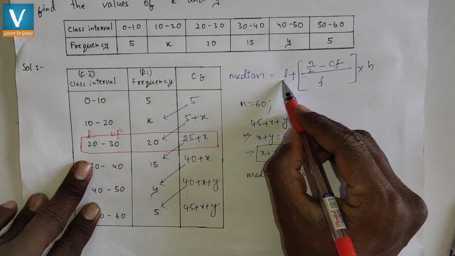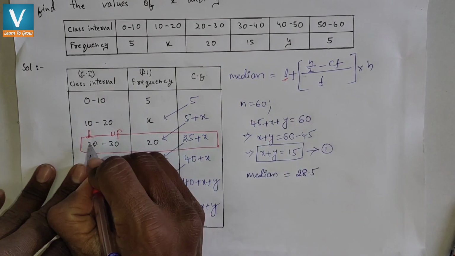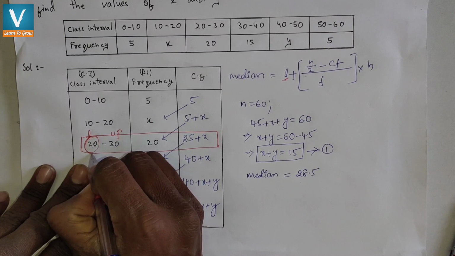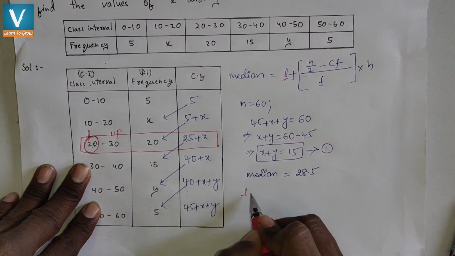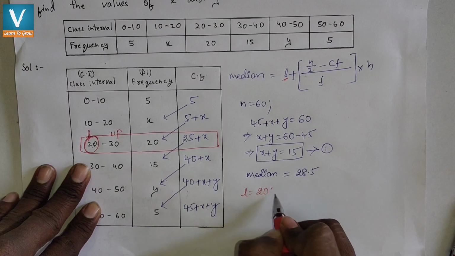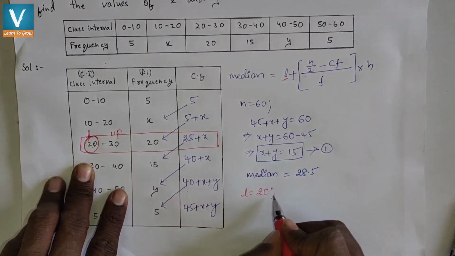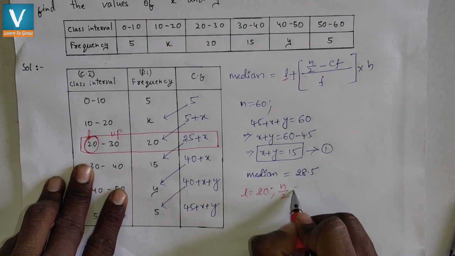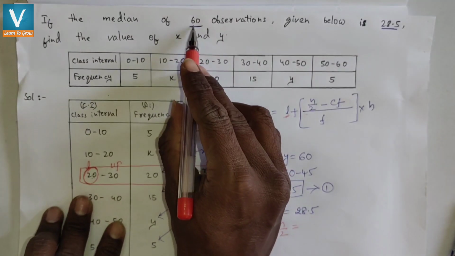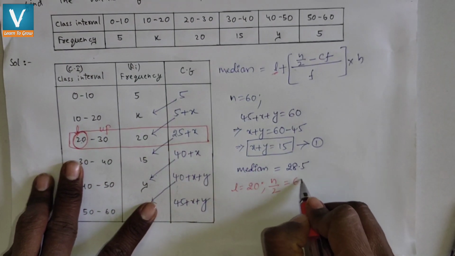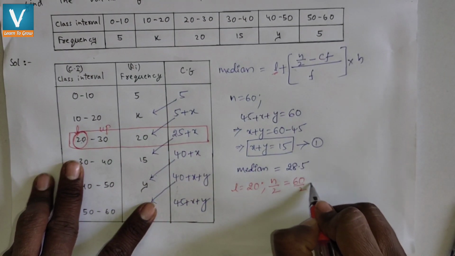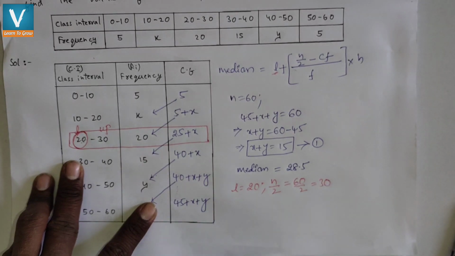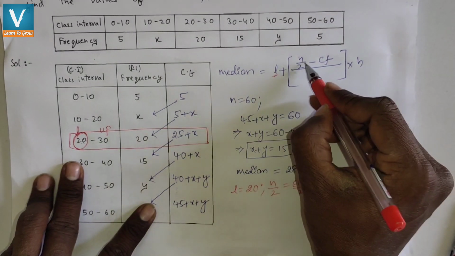First we have to know the value of L. L value is 20. L is equal to 20, that indicates the lower boundary. Then n by 2. The n value, the number of observations given in the question, is 60. 60 by 2 means how much? We get 30 here. Yes, we got L and n by 2.